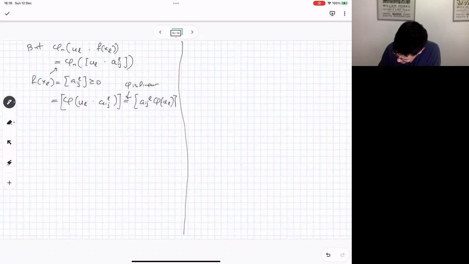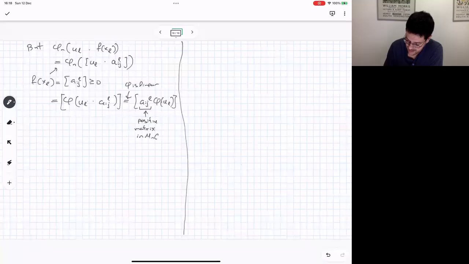But this matrix is positive. Positive matrix in M_n and C, and this is a positive element in T. So by the exercise, this is positive.